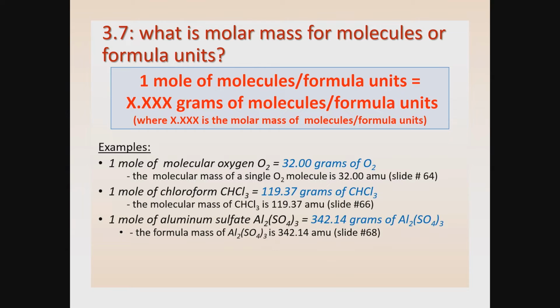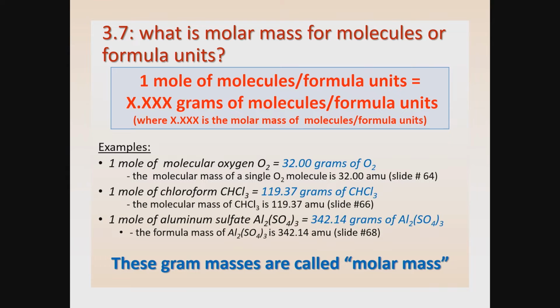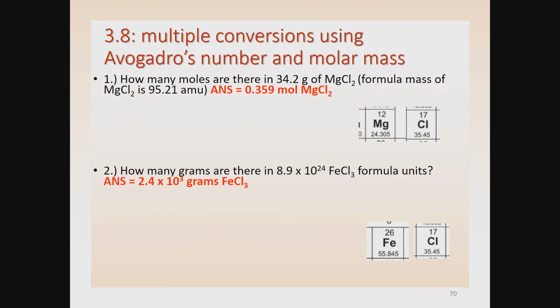And so it's that number, 342.14 grams, that will be in 1 mole of aluminum sulfate. So these gram masses that you find in 1 mole of these molecules or formula units are called molar masses. And so we can use this information to solve problems, and that's what we're going to do next.